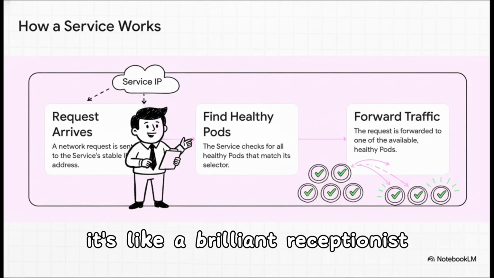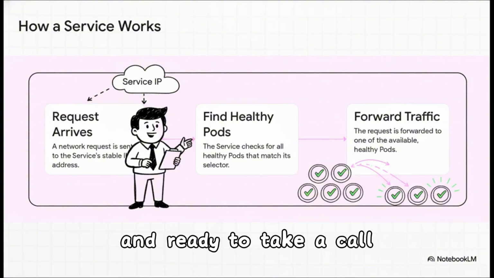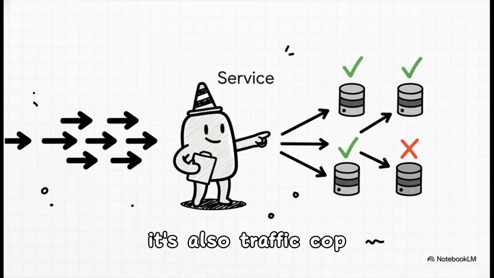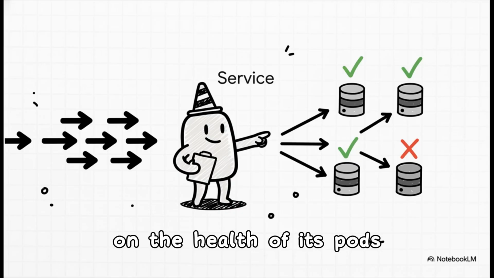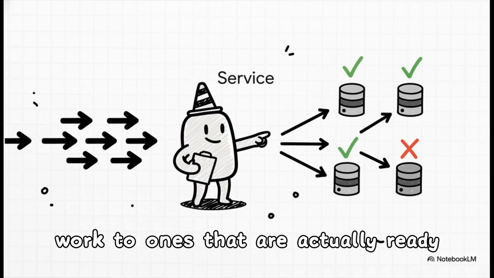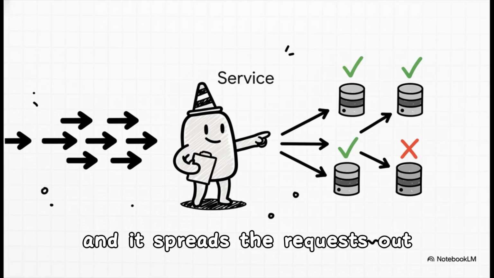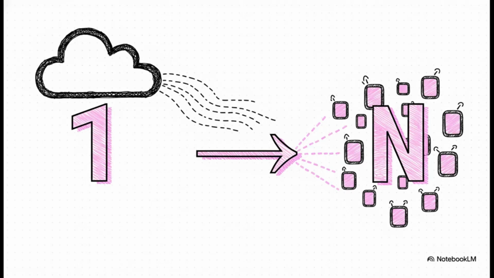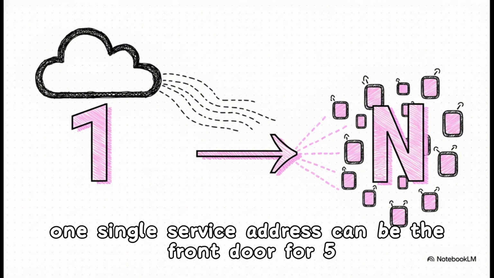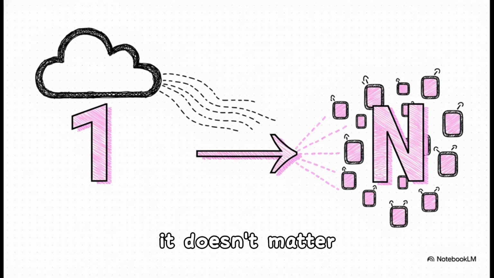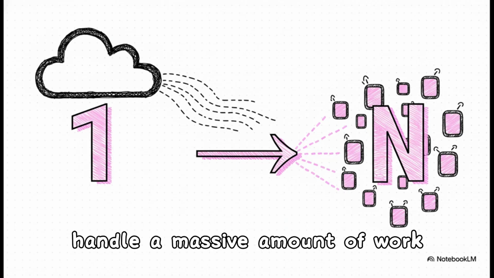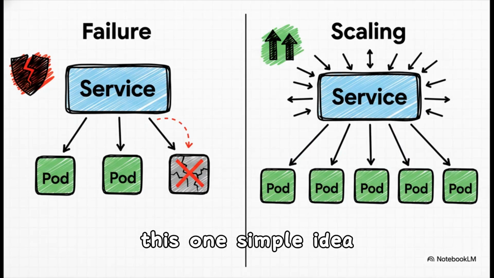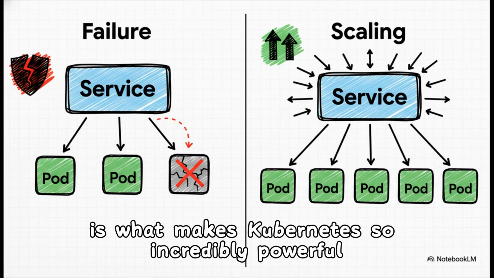It's like a brilliant receptionist who knows exactly who's at their desk and ready to take a call. But it's way more than just a receptionist. It's also a traffic cop. This is what we call load balancing. The service is constantly checking on the health of its pods, making sure it only sends work to ones that are actually ready, and it spreads the requests out so no single pod gets totally swamped. And this is where the real magic of scale happens. One single service address can be the front door for 5, 10, maybe even 1,000 pods. It doesn't matter. It just seamlessly distributes the traffic across all of them, which lets your application handle a massive amount of work.